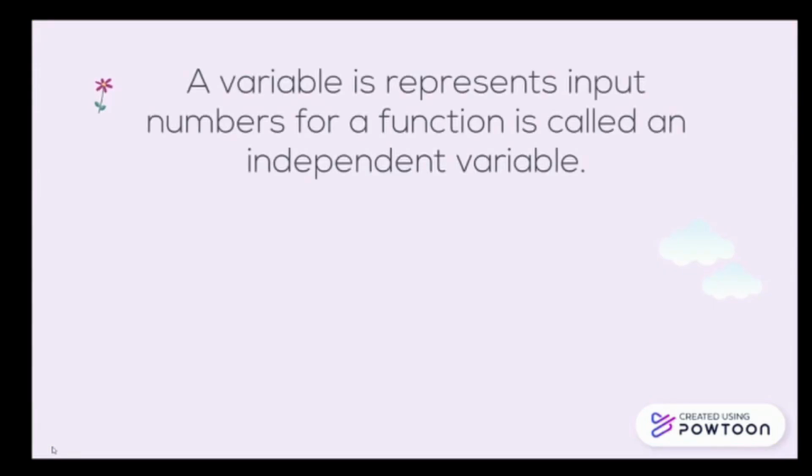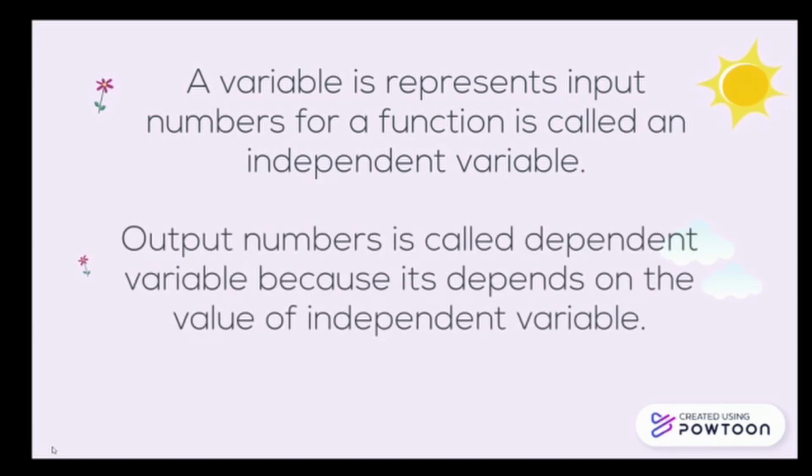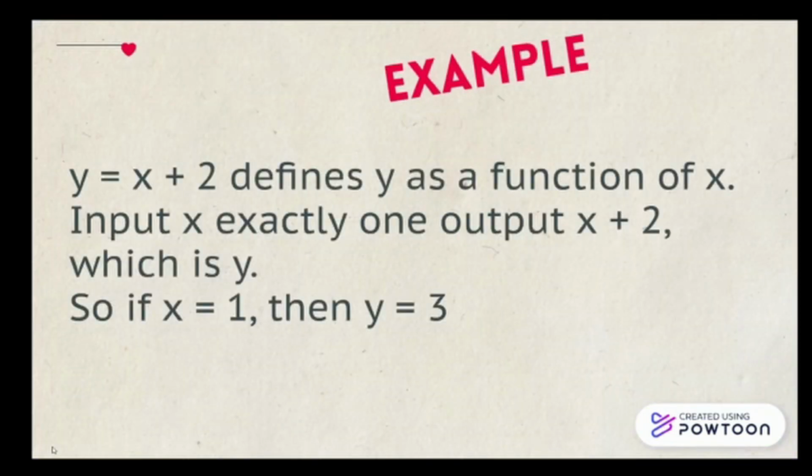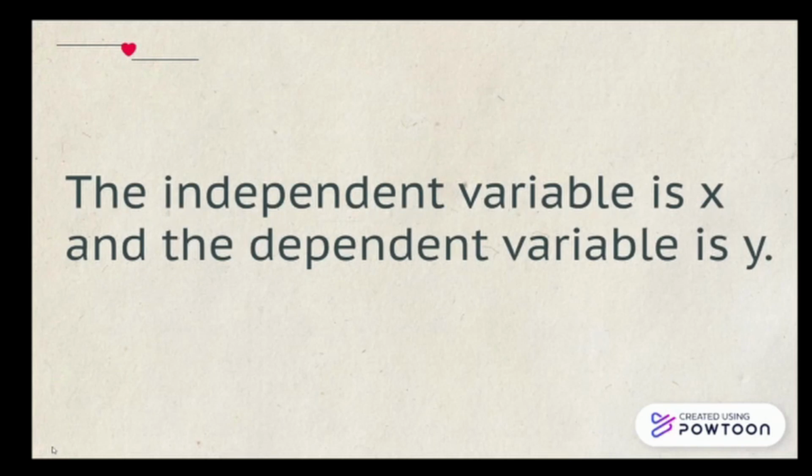A function also has variables. The variable that represents input numbers for a function is called the independent variable. Output numbers are called the dependent variable because they depend on the value of the independent variable. For example, y = x + 2 defines y as a function of x. Input x gives exactly one output, x + 2, which is y. So if x = 1, then y = 3. The independent variable is x and the dependent variable is y.